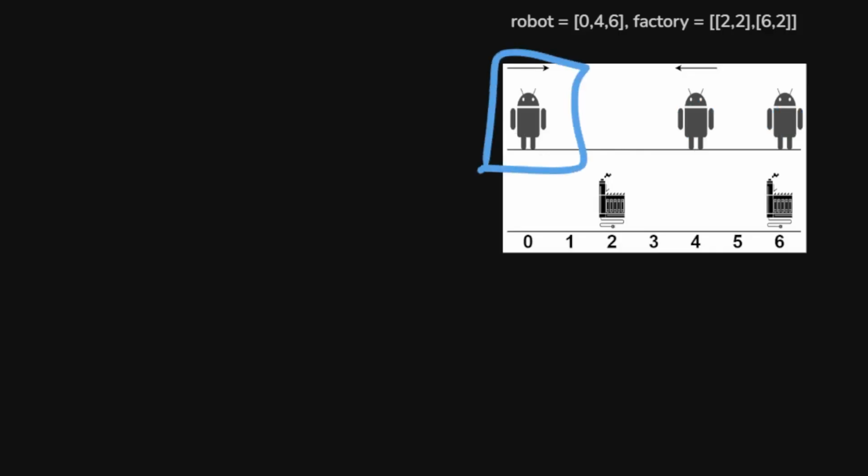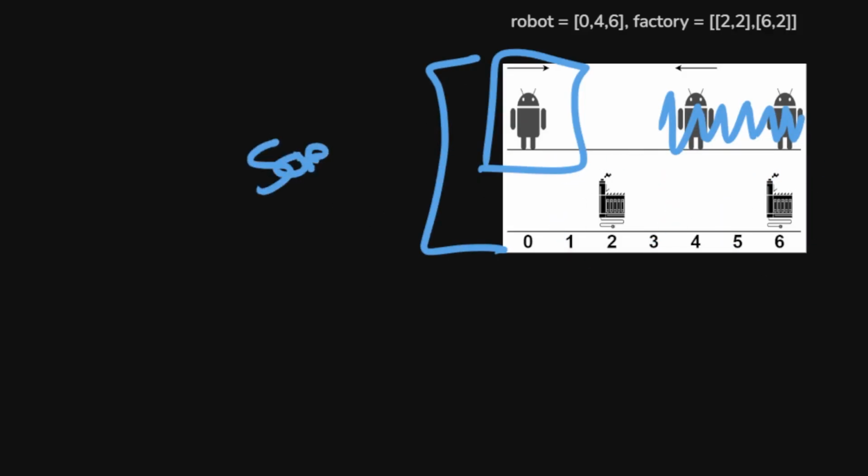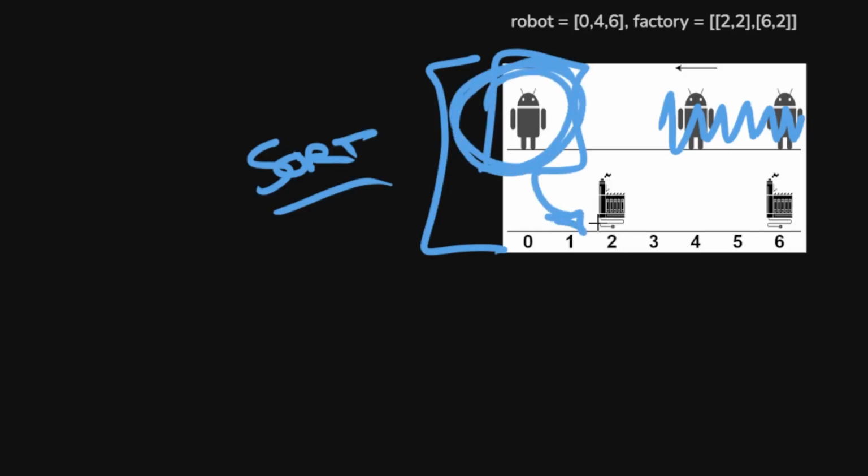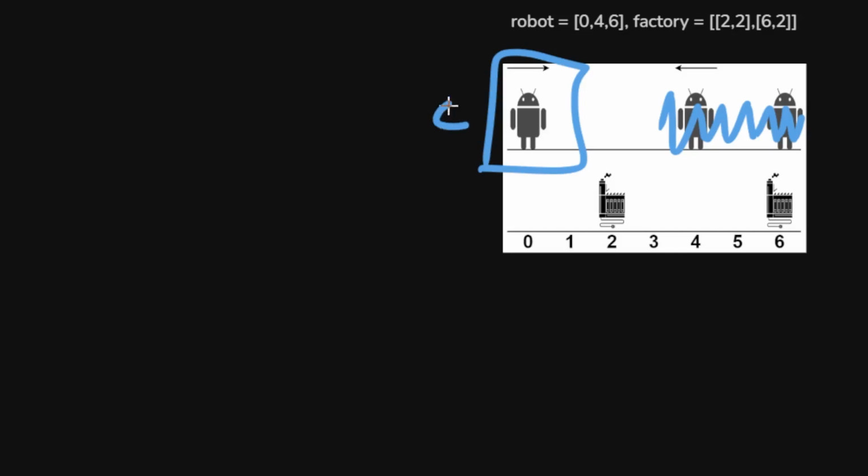Let's say that we are looking at this robot and we don't know what's next. We only know that we have to repair this and we have 2 factories available. My first intuition was to sort both arrays. Why? Well, because after sorting we can see everything in order and it's easier to match robots with the closest available factories. Let's say that we use an i pointer for robots and a j pointer for factories. We start from 0, 0.